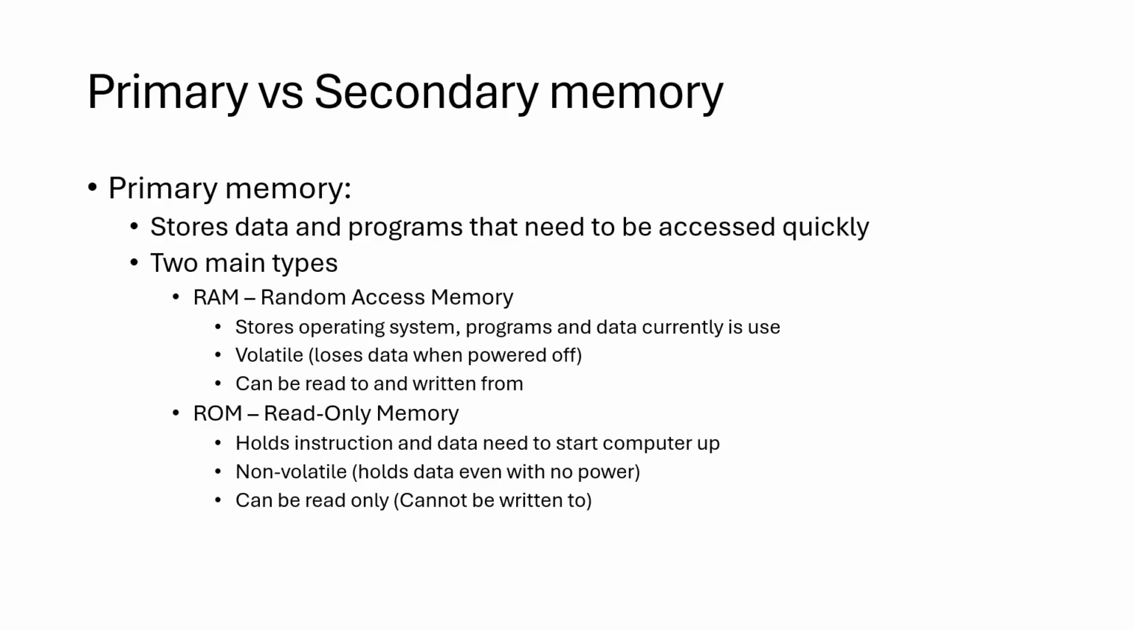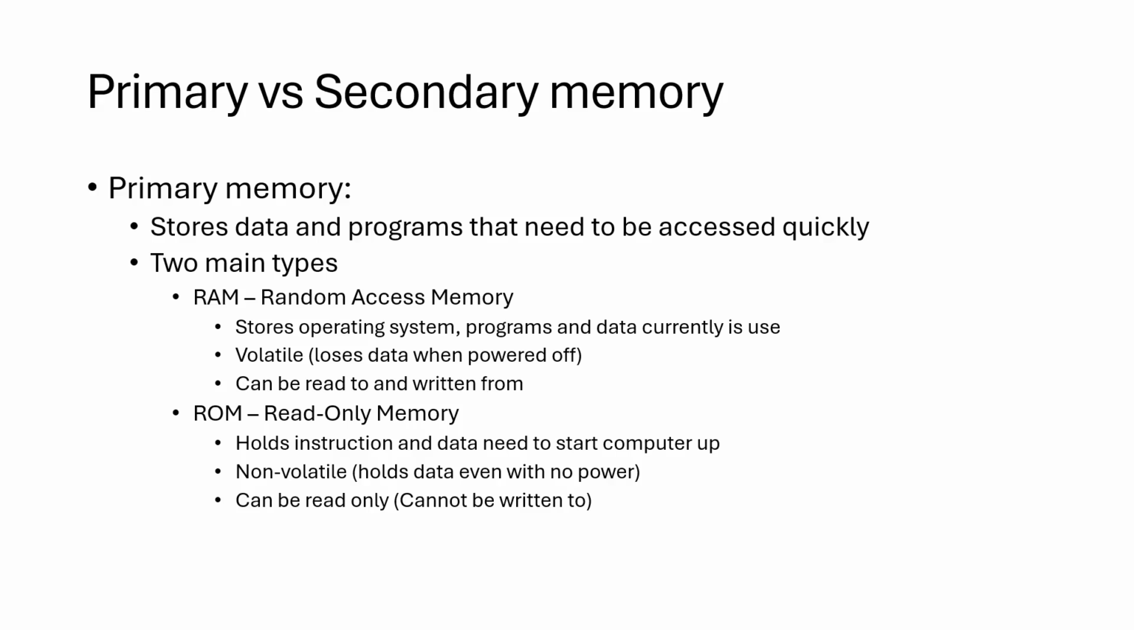So anyway, there are two main types of storage we have, which are primary and secondary memory on the computer, or primary and secondary storage. Primary storage stores data and programs that need to be accessed quickly, and there are two main types of this. One is RAM, random access memory, and it's called random access memory because you can access any part of it as quickly as you can any other.